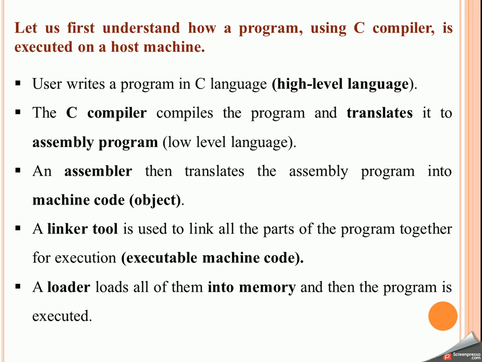The compiler compiles the program, translating the high level language or C program into the low level language, that is, the assembly program. Now it is the task of the assembler to translate this assembly language program into code which is called an object code or machine code. That object code is taken by the linker, which links all the parts of the program together for execution to generate an executable code. This executable code in turn is taken as an input by the loader, which loads it into memory, and the program is finally executed.